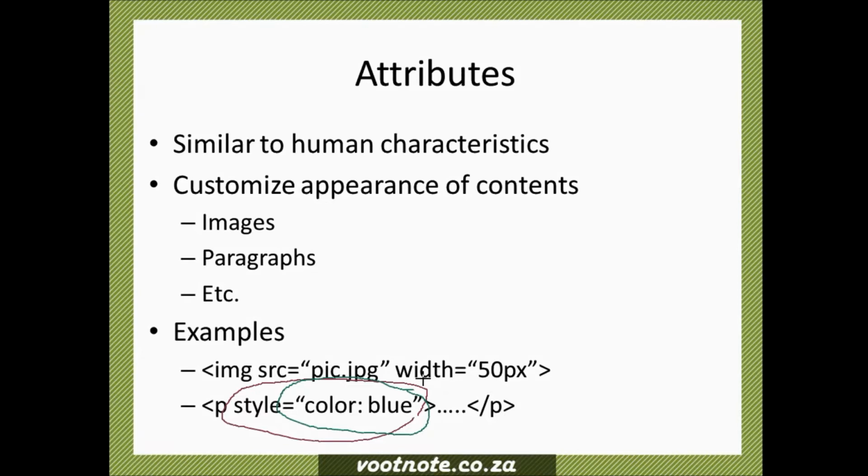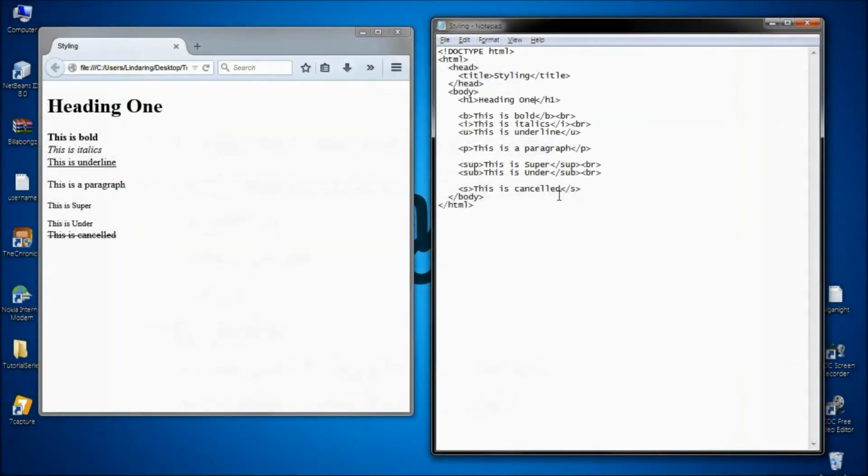So basically, attributes are used to customize the contents of any tag, which may be color, width, height, and all types of things. But we'll be looking at attributes in more detail as we go along. So let's look at styling in a practical format. Here I have a basic HTML that I created quickly to explain styling.